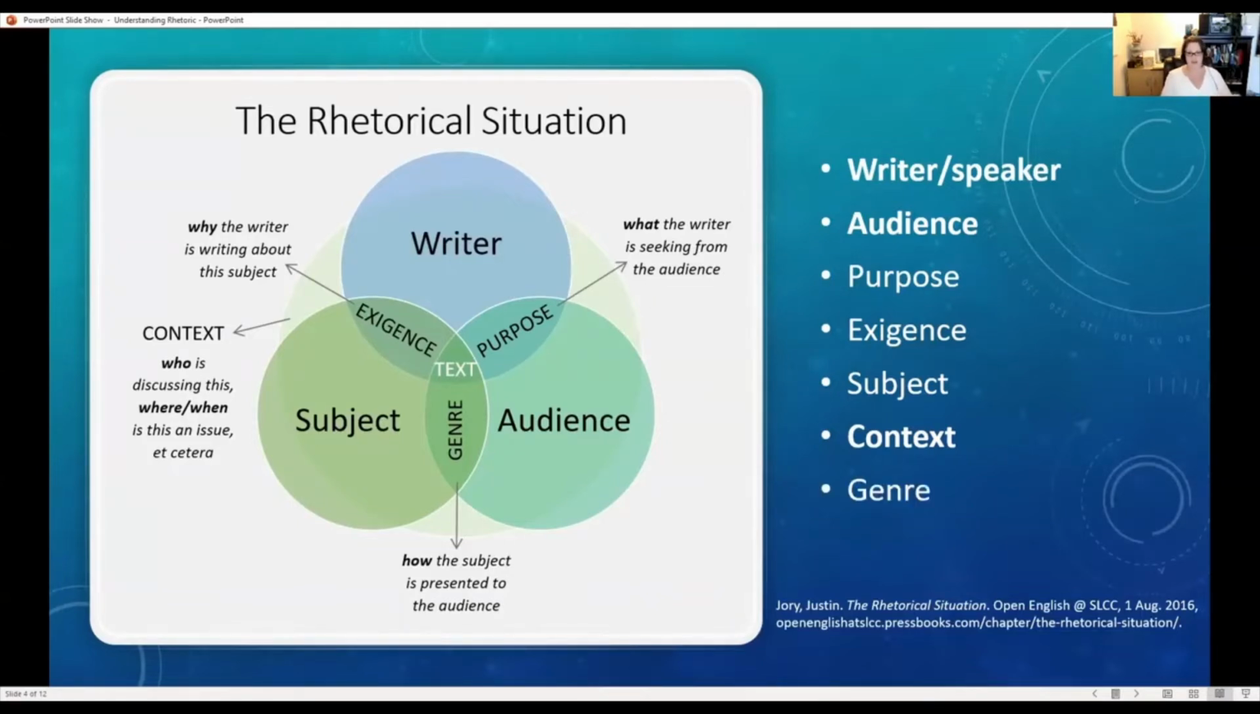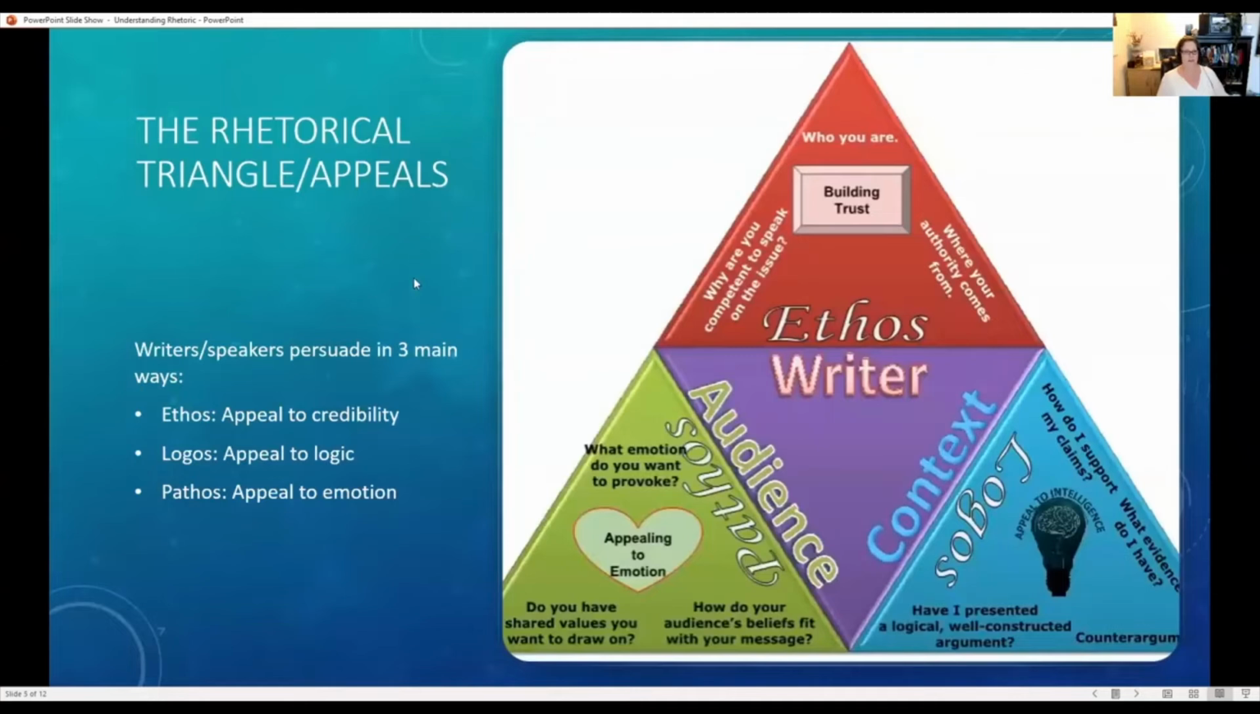And then of course we have genre: how the topic that you are writing about is presented to the audience. So in this class, we are primarily focusing on academic writing as our genre. So yeah, genre is the thing. And of course you see right here in the middle is the text, that which has been written. So that's another graphic for you to absorb. It's similar to some others, and yet another graphic.